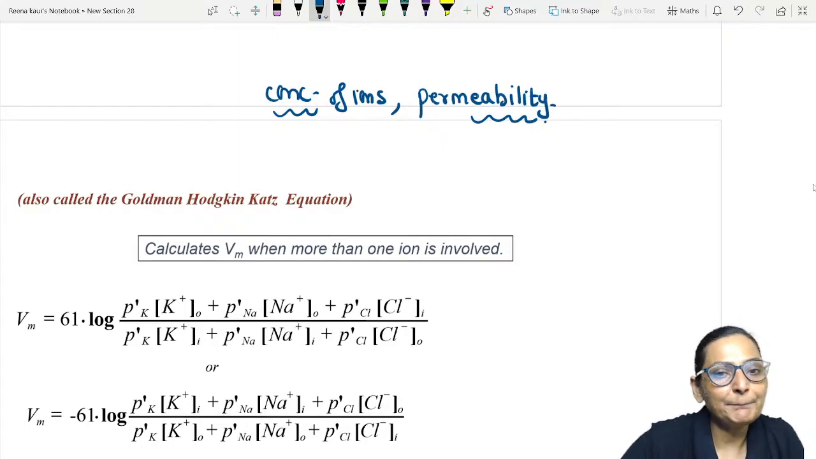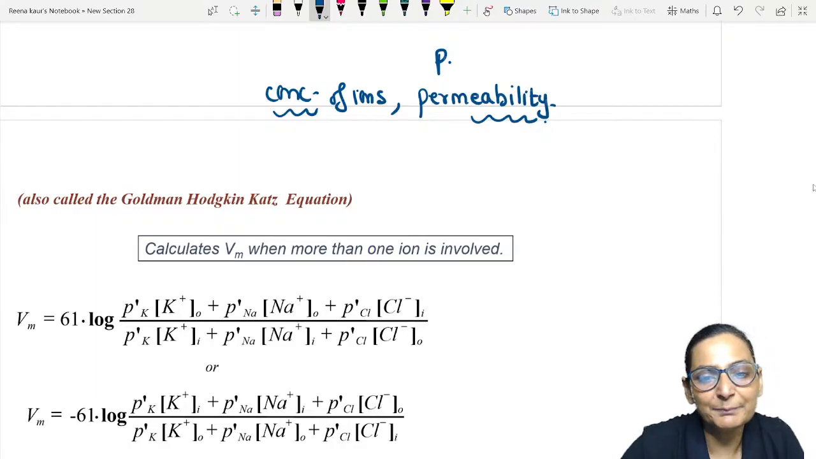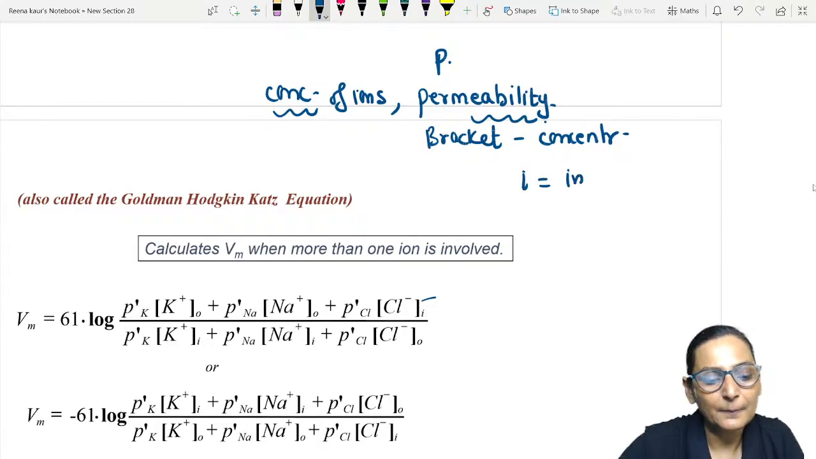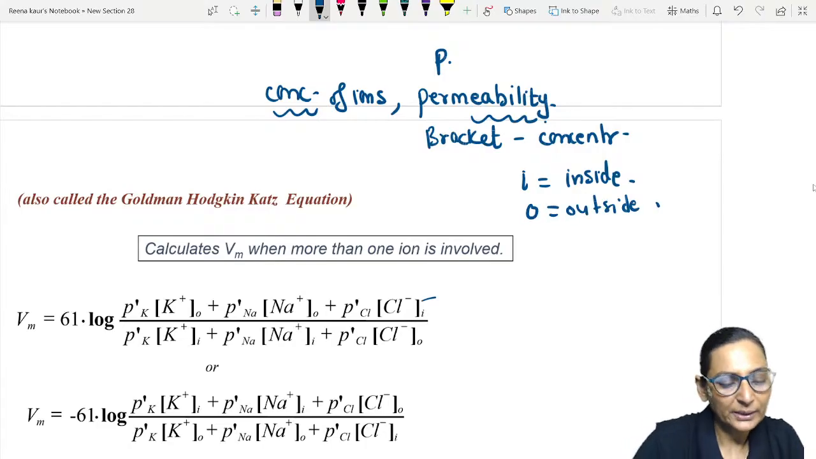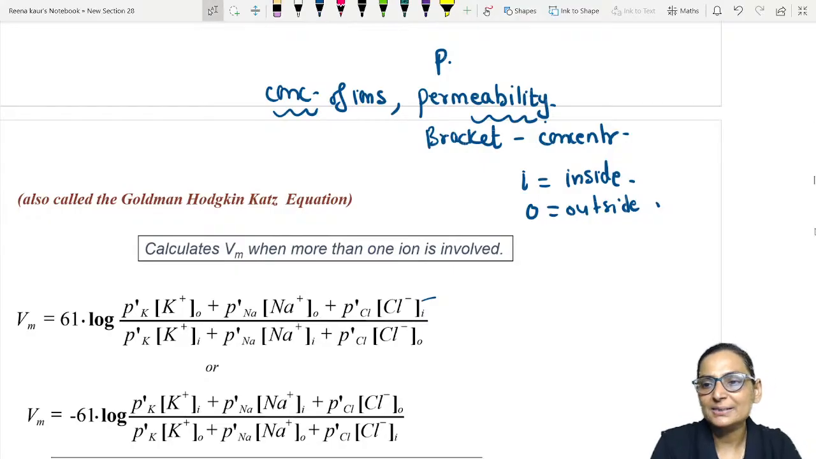So here the P stands for permeability, and what is inside the brackets is the concentration. The bracket indicates the concentration. And I is inside and O is outside. Okay, I is inside and O is outside.